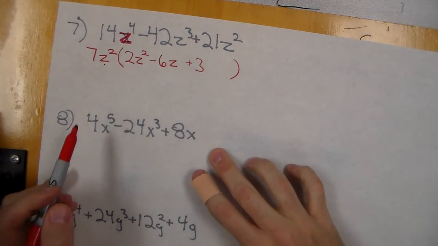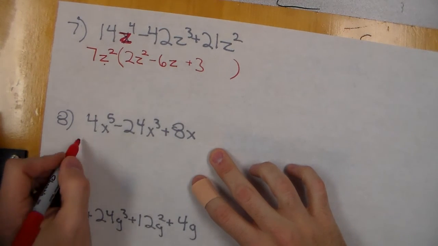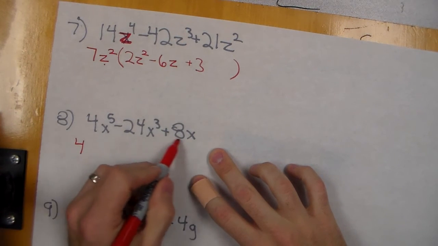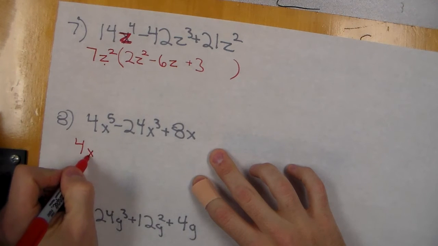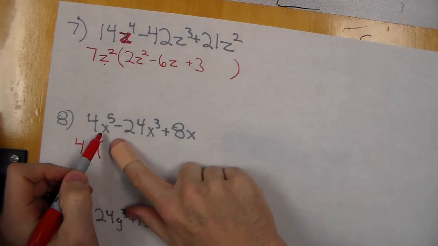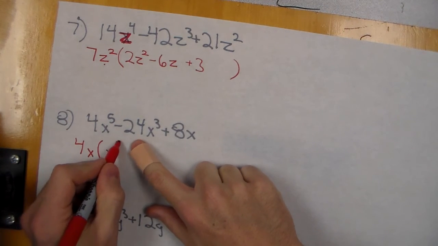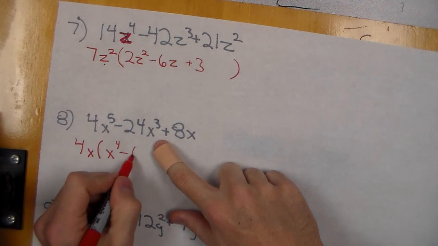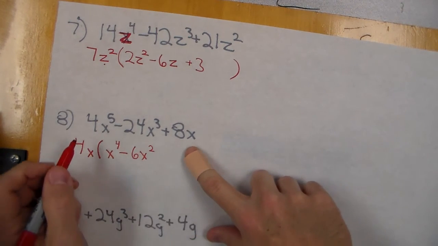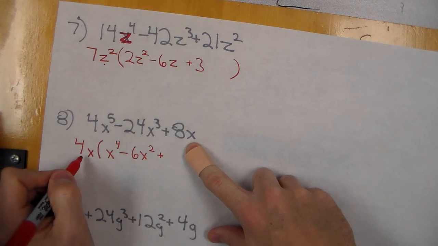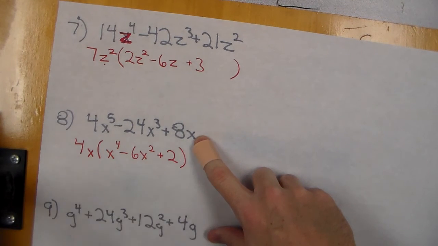Number 8, we're looking here, they all have a 4 in common. So I can take a 4 out, and I can take an x, because they all have at least one x. So in doing that, my first term is now x to the 4th. Then we go minus 6x squared. And then the last term, 8x, divide out 4x, it's going to leave me with a 2.